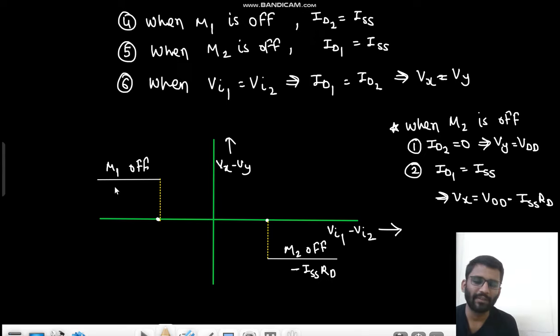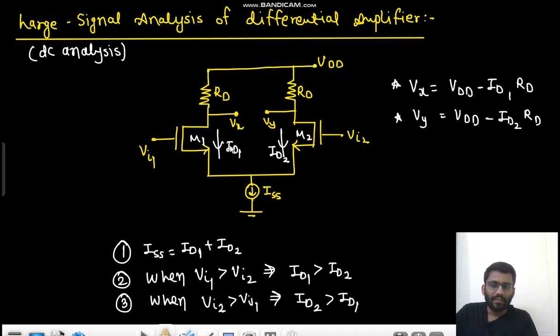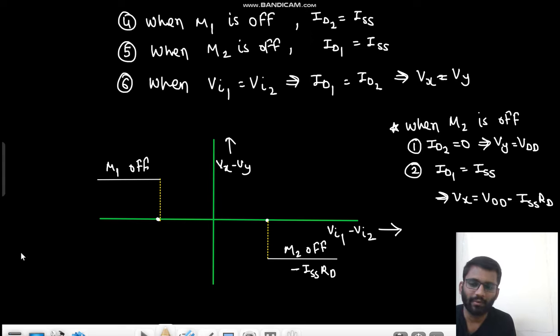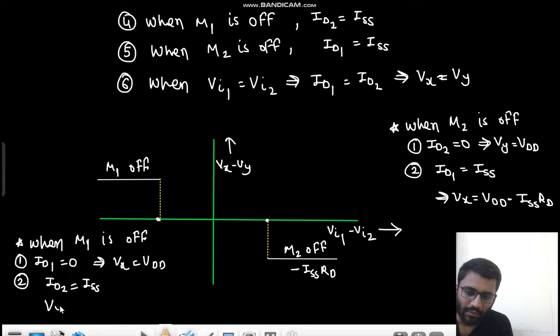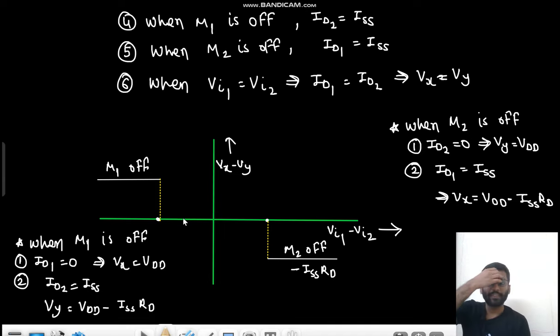If M1 is off, what will be the value? If M1 is off, VY would be VDD minus ISS into RD. For M2, when M1 is off, first thing, ID1 will be 0, that means your VX will be equal to VDD. Second, ID2 will be ISS. So your VY would be VDD minus ISS into RD. So what will be your VX minus VY? VX minus VY would be ISS into RD.